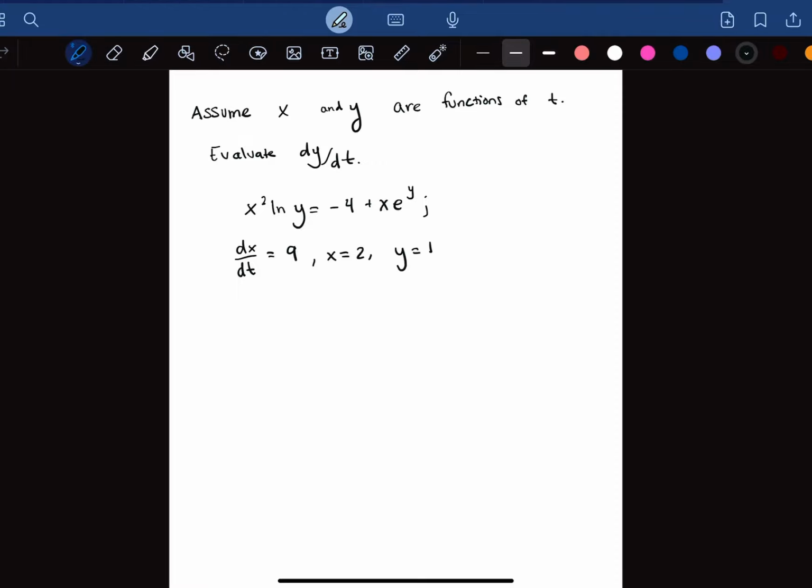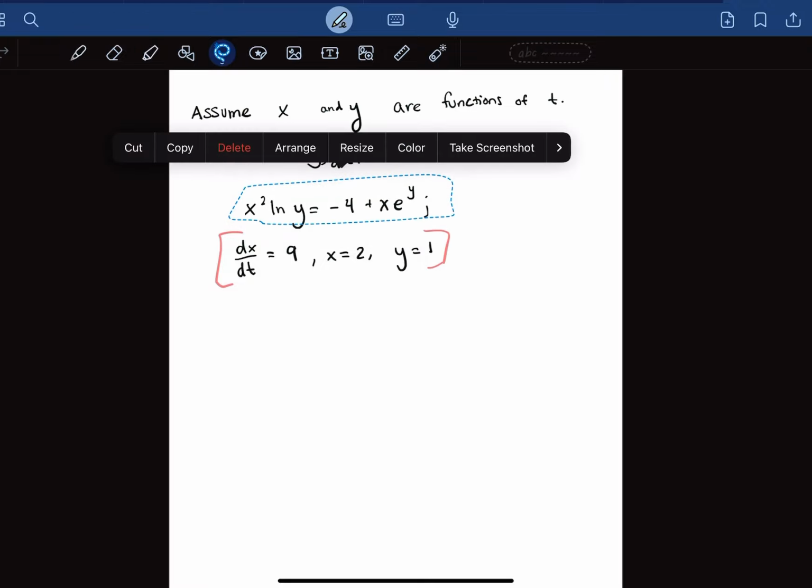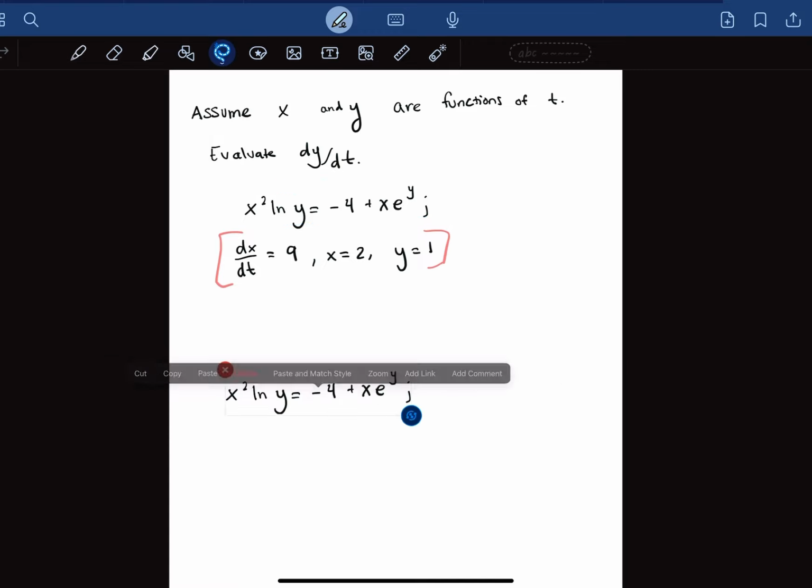Alright guys, so for this problem we're going to assume x and y are functions of t and we're going to evaluate dy/dt. So we have x squared times the natural log of y is equal to -4 plus x times e to the power of y. We have a little bit more information right here, but for now we're going to ignore that because that's what we're going to use once we find this dy/dt. First we're just going to focus on this top equation. So we're looking at implicit differentiation because we have dy over dt.